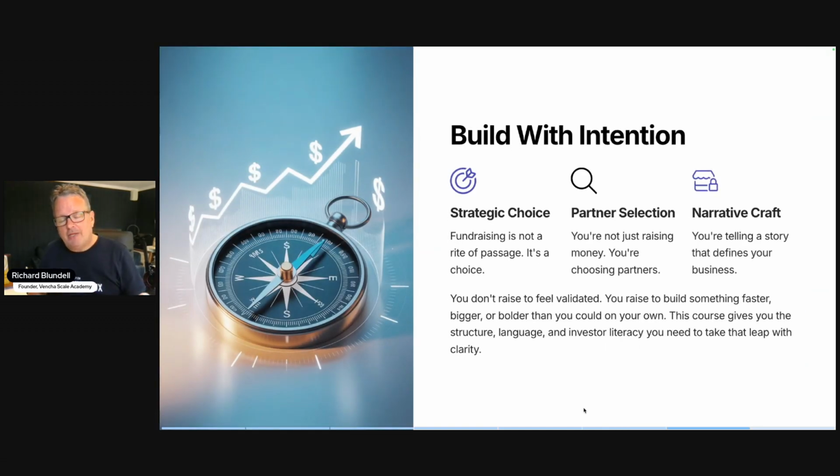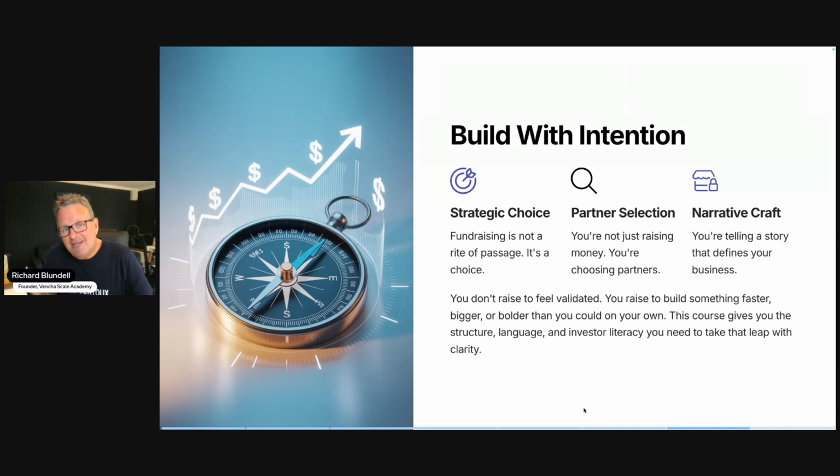And I think the message really, finally, on this introduction is, build this with intention. Fundraising is not a rite of passage. It's a choice. You don't have to do it. There are plenty of amazing companies, and we're going to look at a few who never raised, who bootstrapped the whole way through and are now multi-billion-pound businesses. This is a choice for you, but you need to build with intention. You need to either raise with intention or not raise with intention.